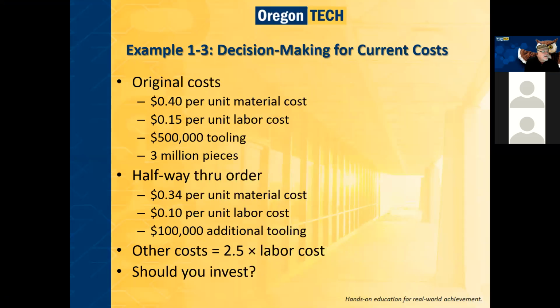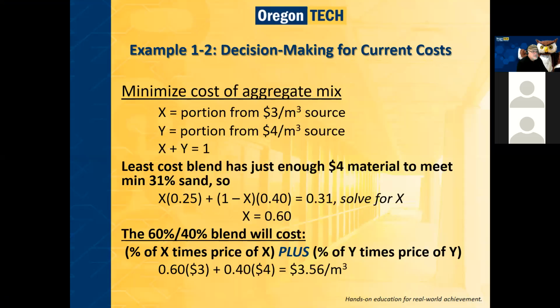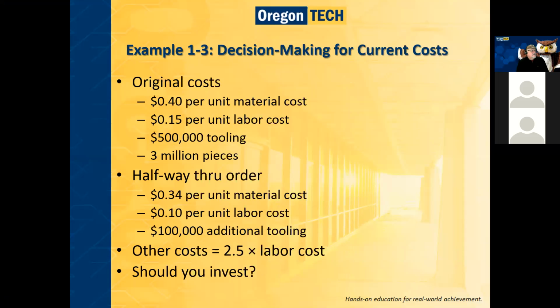So, next example in the book is on page 20. And everything I did just now on PowerPoint is in the book. I'm just copying the book stuff. So you've got a machine. Whoops, I thought I put that. Decision making for current costs. Basically, it's saying a machine part is manufactured at 40% material, 15% direct labor. An investment of $500,000 in tooling is required, and it calls for 3 million pieces.